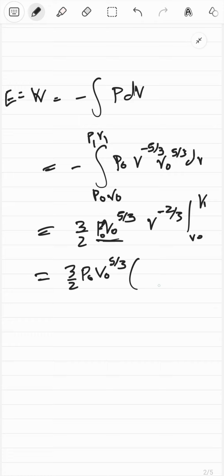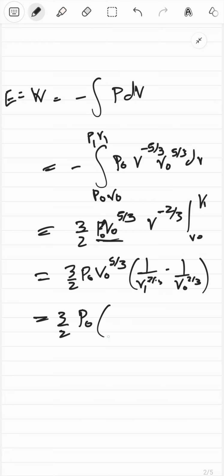So V power minus 2 by 3, right? Isn't there some better way to be doing this? Who cares? Just 1 upon V power 2 by 3. So V1, and then minus 1 upon V naught power 2 by 3. All right, so let's start putting this in. This can also be written in different ways, like P naught and then V naught power 5 upon V1 power 2, to the power of 1 by 3, minus V naught basically. So that's 3 by 2.